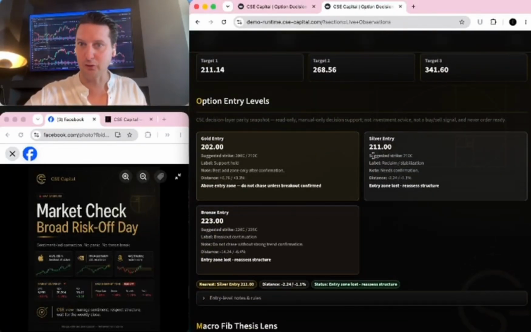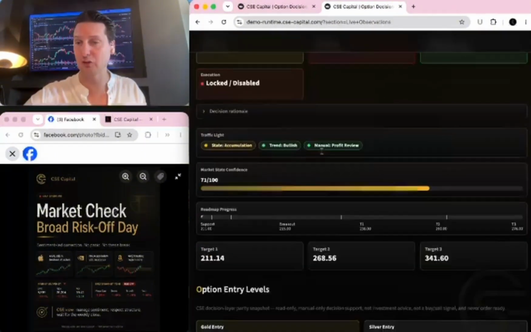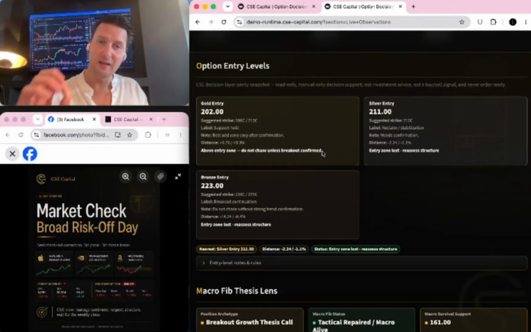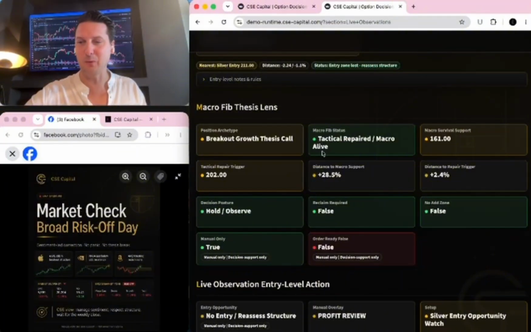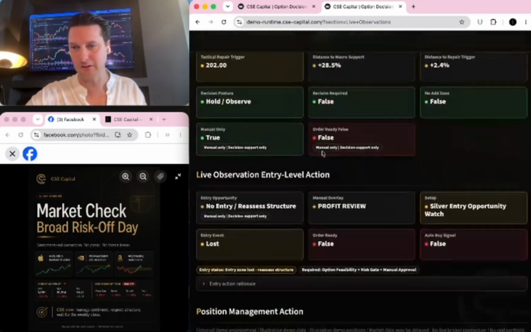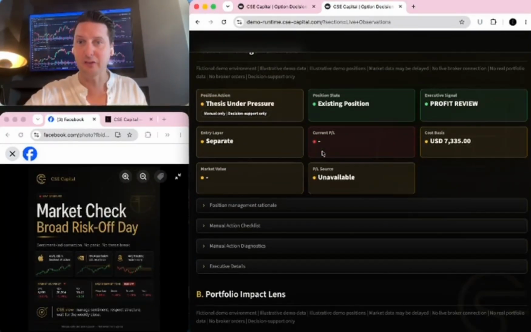You see the entry levels. So 211 is the silver one. We are actually lowering now a little bit to the gold one. A little bit lower and it's the gold one. So it's actually good. That's the strange thing for people who are not trading. But traders are happy with a lowering chart because a new entry level can be triggered. It's going up and down all day. So, okay, the thesis is under pressure.